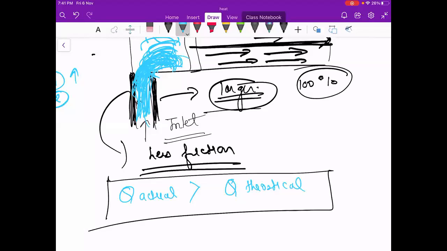They just ask in the interview why Q actual is more than Q theoretical, because this is not going to happen in the centrifugal pump. This is going to happen only in the positive displacement reciprocating pump. There are two types of positive displacement pump: reciprocating pump and rotary pump.